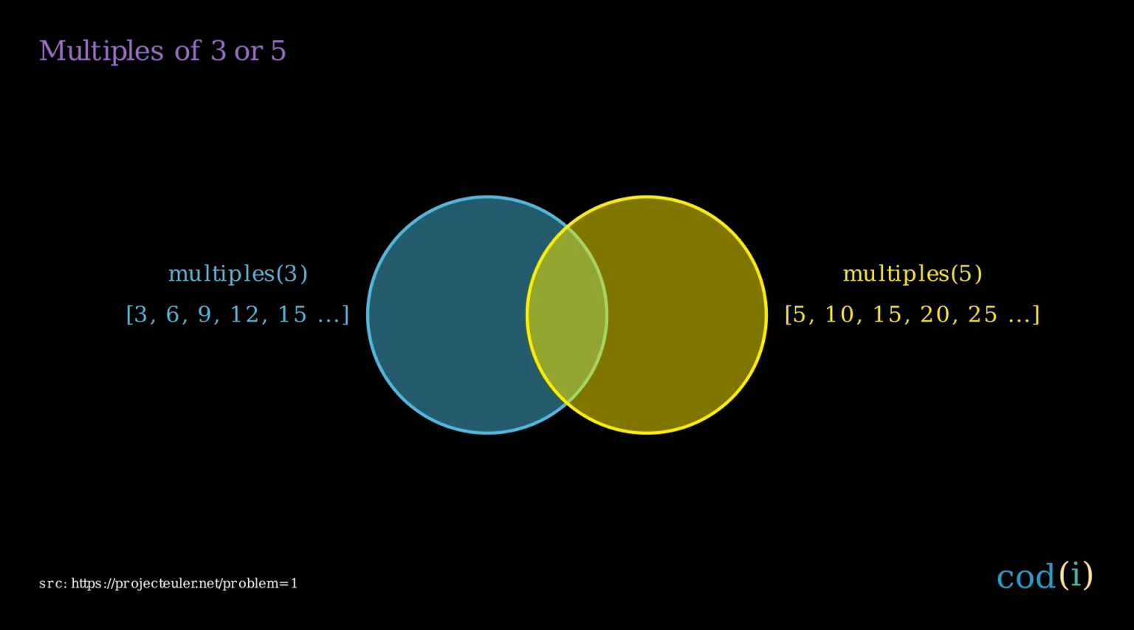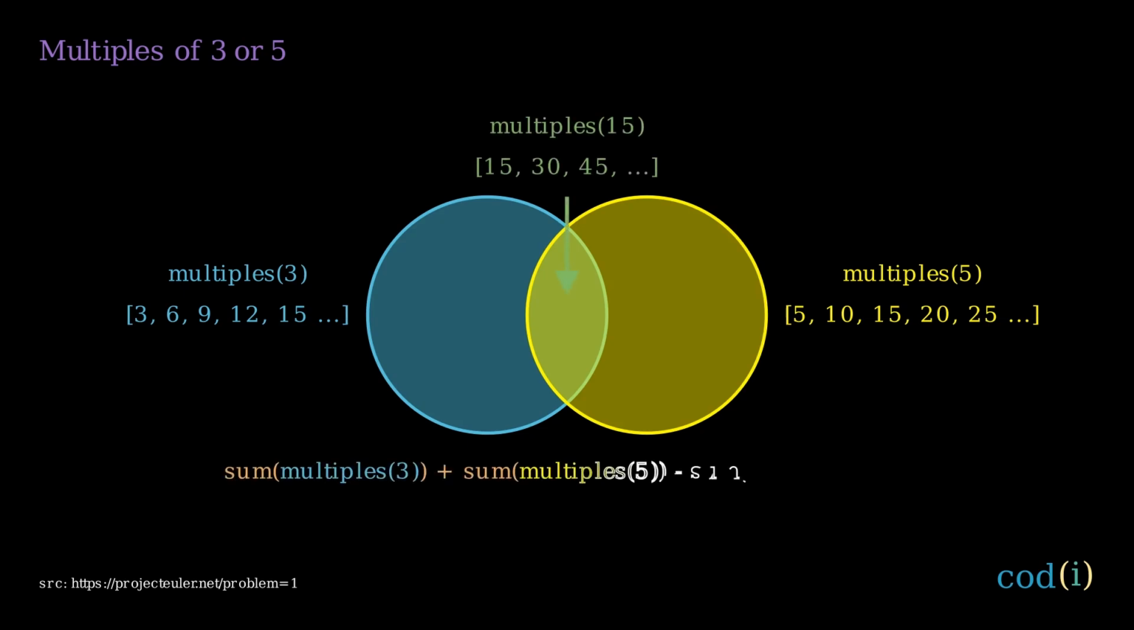The easiest way to solve this is to find the union. That is, get the sum of the numbers from set blue, add it to the sum of the numbers from set yellow, and then subtract the sum of all numbers from the intersection of these two sets, which denotes numbers that are multiples of both 3 and 5, that is, multiples of 15. Now that we have a general strategy, let us see how we can build the function.